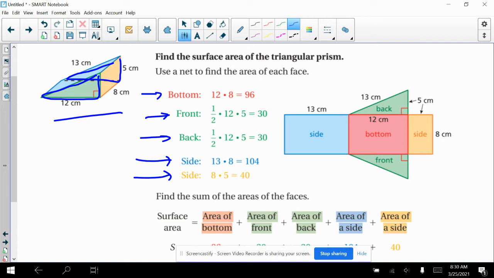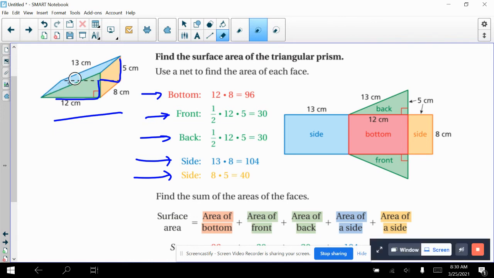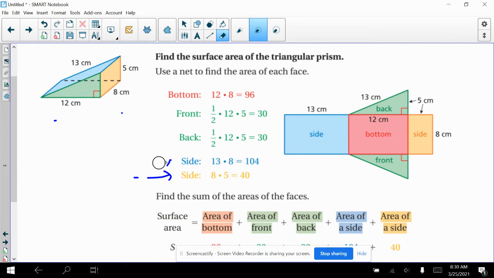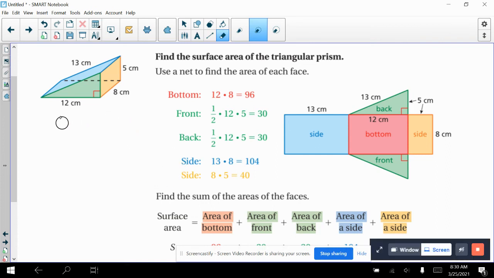Okay. The hardest part of this is making sure that you get the right numbers to multiply together. That's the hardest part. You've got to look carefully at the figure and make sure that you get the length and the width of the correct side of the shape that you're trying to calculate. Does that make sense?